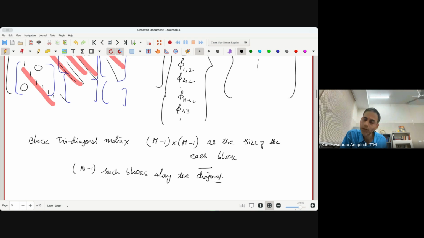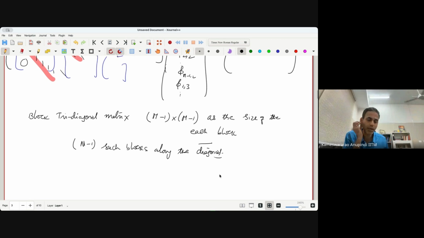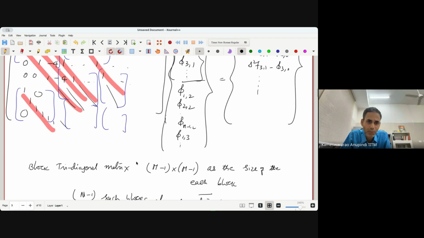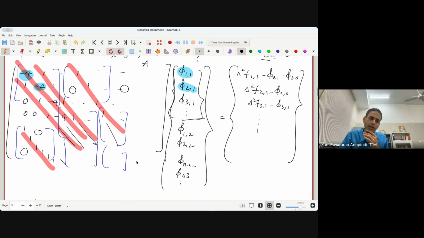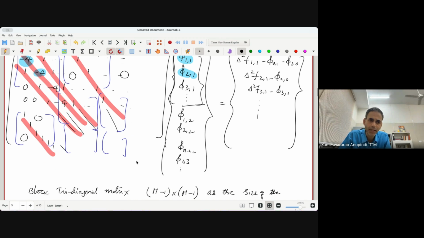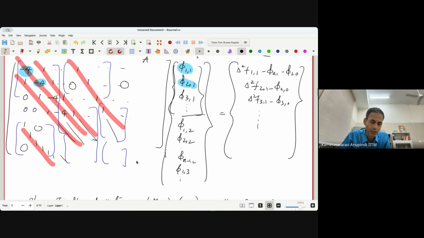That means together you have m-1 by n-1 points, so the size of the matrix is going to be m-1 times n-1 whole square, right? That will be the size of the matrix, because our unknowns are m-1 times n-1, and the square of that is the size of the matrix. So this is your block tridiagonal matrix. We have already learned how to solve block tridiagonal matrices in the first chapter, on the solution to systems of linear algebraic equations. So this is the application.